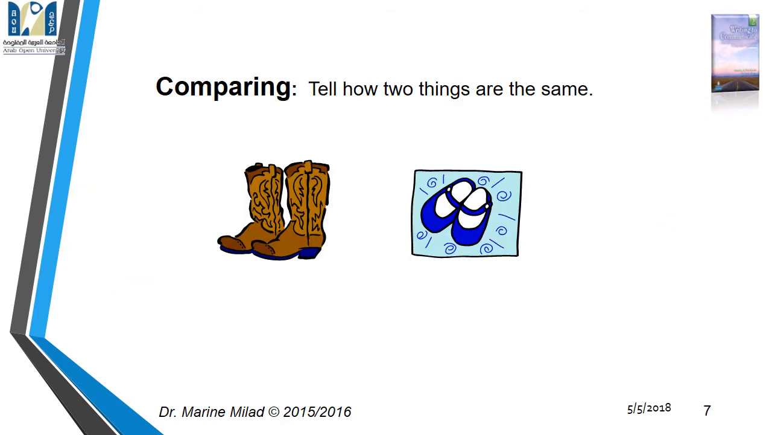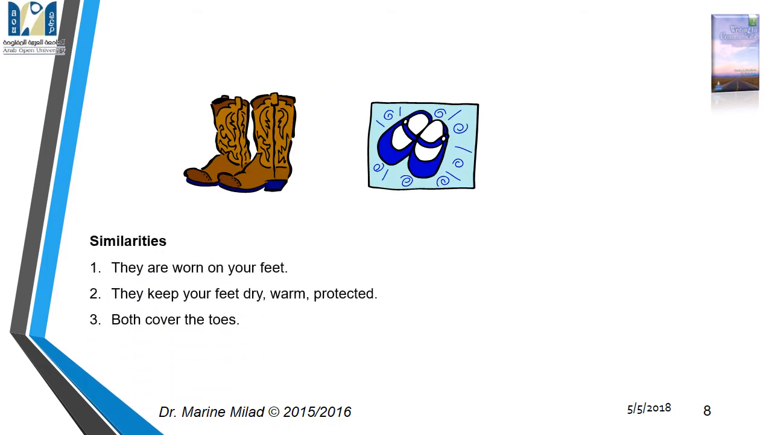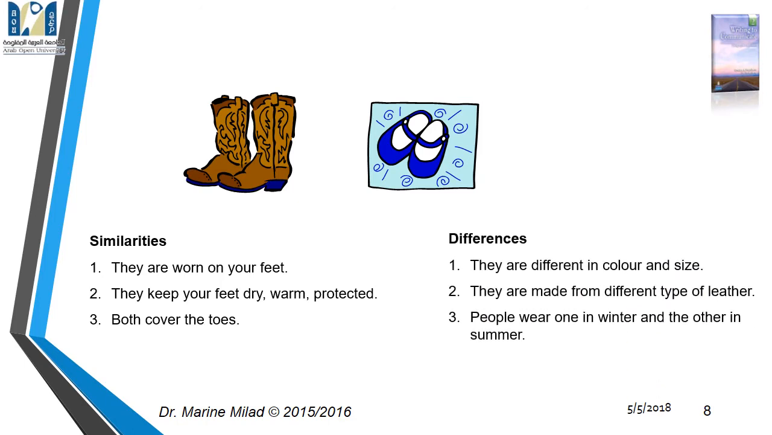Now let's compare this. Tell how two things are the same. Can you think of an answer? How are these two objects the same? The similarities are what? They can be worn on your feet. They keep your feet dry, warm, and protected, and both cover the toes, right? And here are the differences. They are different in color and size. They are made from different types of leather. People wear one in winter and the other in the summer. So basically, just tell me some similarities and differences. You don't have to make it too complicated.